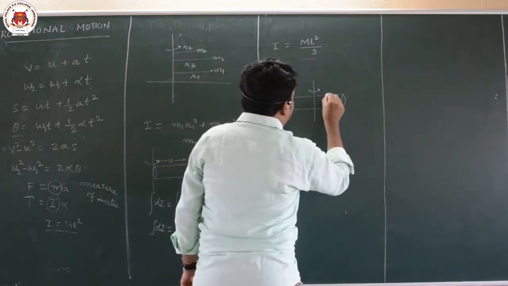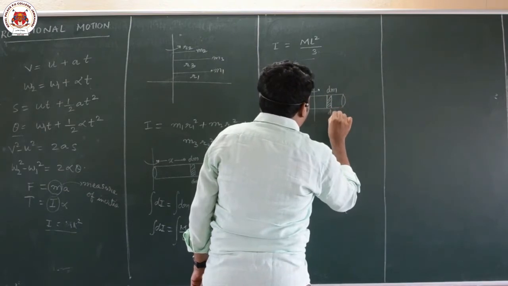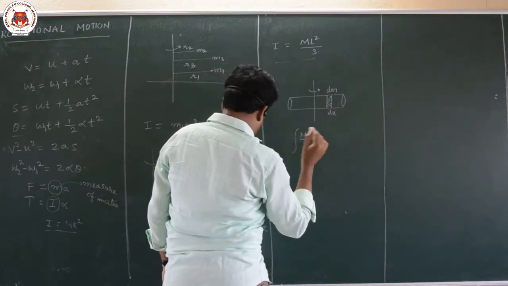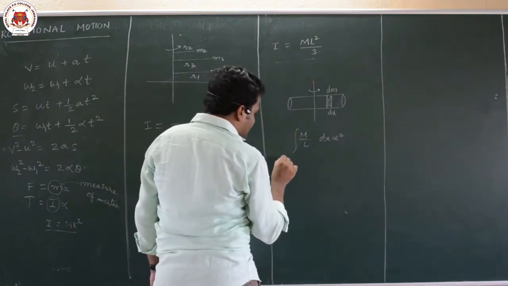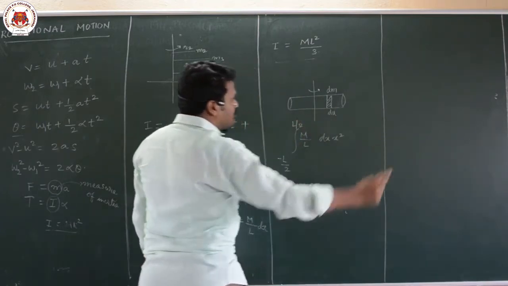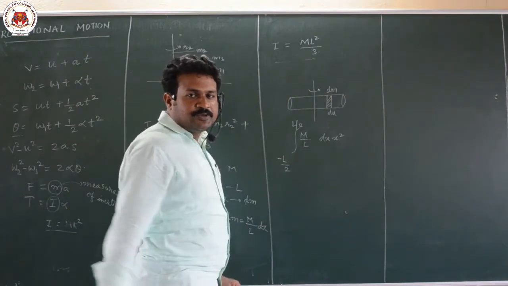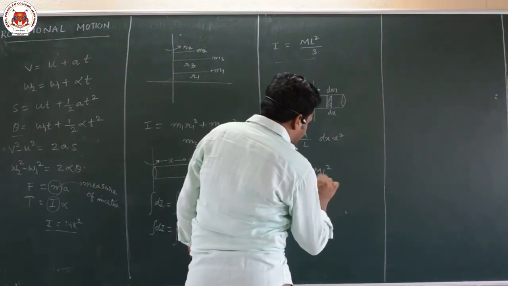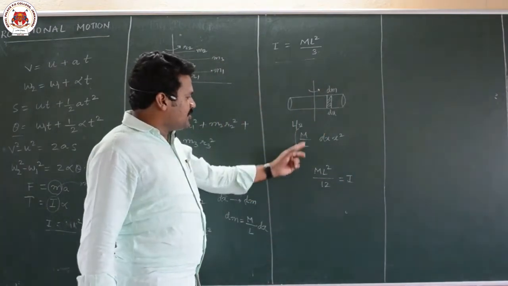Follow the same principle. Take a small mass dm of length dx, then integrate it. You get the integral of M by L x square dx, but here the limits will change, minus L by 2 to plus L by 2, because dm will vary from minus L by 2 to plus L by 2. Then if you solve this, you will get ML square by 12. This is the moment of inertia passing through the center, ML square by 12.